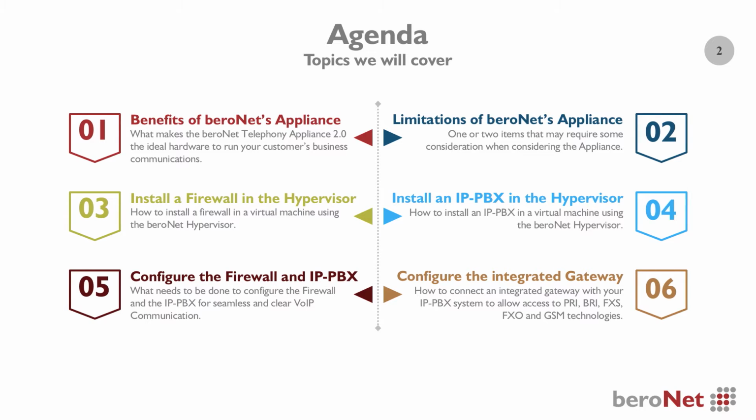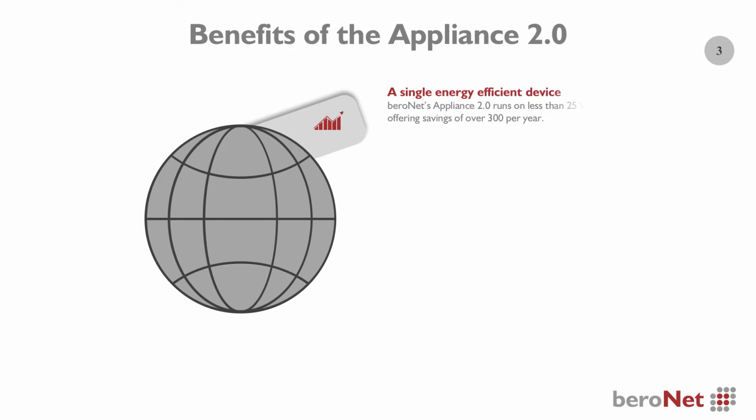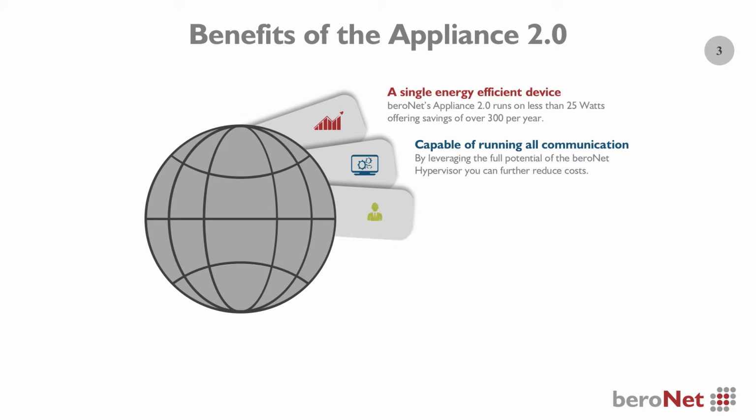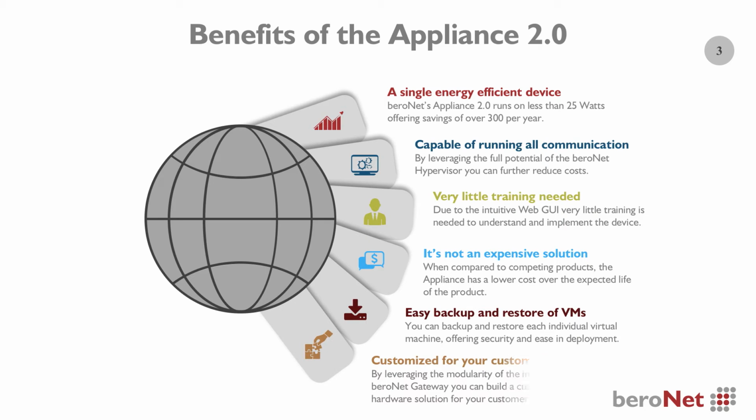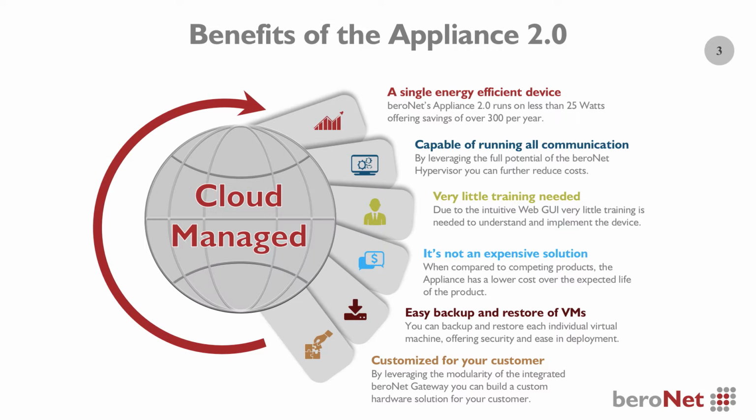The beroNet Telephony Appliance 2.0 was designed to function as a central communication hub. This means it has the ability to run the majority of your communication systems through the use of virtualization. On the device, you can install an IP-PBX, a software-based modem or firewall, a CRM and ticket management system, or any other software-based systems. Essentially, the appliance can run all the communication at your customer's location. This is made possible using the beroNet Hypervisor, which enables all of these elements to be installed in their virtual machines, allowing them to operate independently.